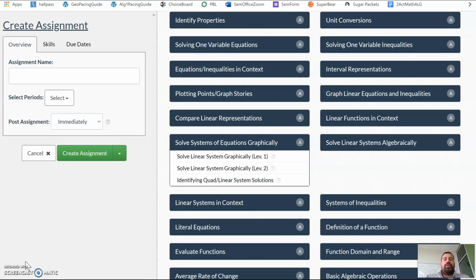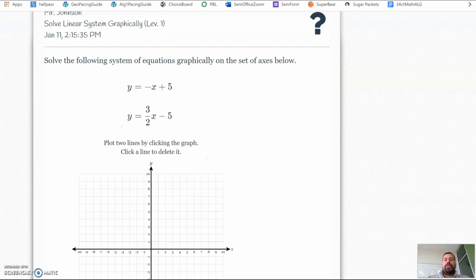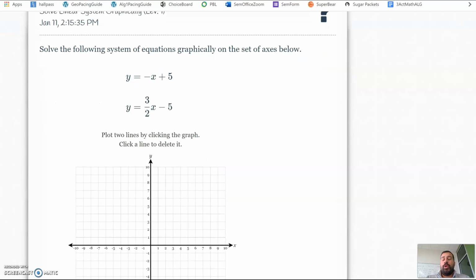In this video I'm going to walk you through the three different skills on the Solve Systems by Graphing assignment in Delta Math. The first skill, solve linear systems by graphing. We've got two equations in slope-intercept form and we are just graphing the two equations and finding their intersection point. I'll do a couple with you right now.